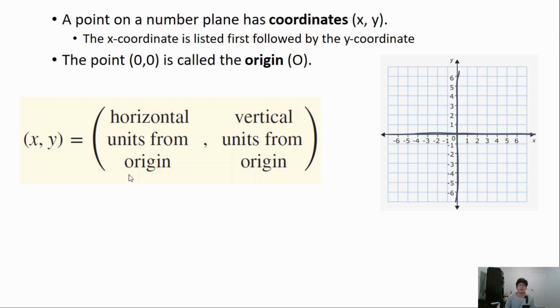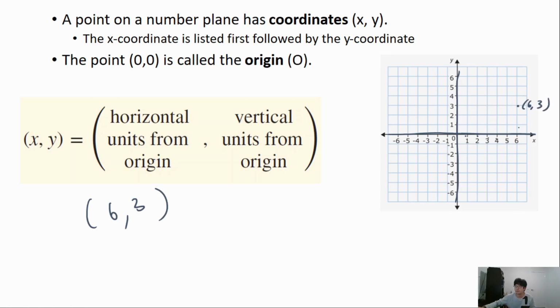So when we have a point, I'll just make up a point, let's say 6, 3. That means we need to go 6 units horizontal from the origin. So that's 1, 2, 3, 4, 5, 6. And then we need to go up 3 places. That'll be 1, 2, 3. So this point here would be 6, 3. I'll just mark that again.